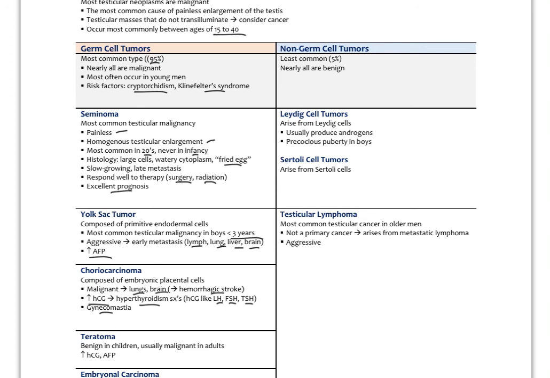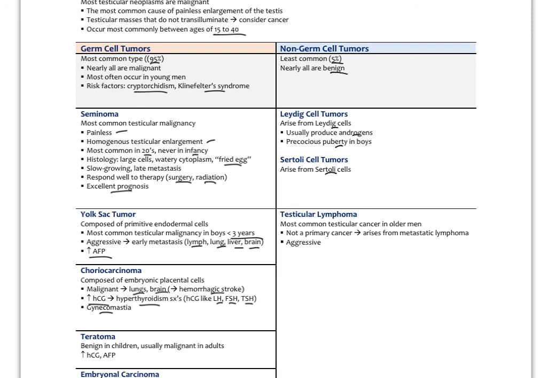Non-germ cell tumors are the least common testicular cancer. Nearly all are benign, fortunately. So Leydig cell tumors arise from Leydig cells. They usually overproduce androgens, and that might cause precocious puberty in boys. Sertoli cell tumors arise from Sertoli cells. Typically, it doesn't cause elevated estrogens, but it might affect fertility, spermatogenesis.